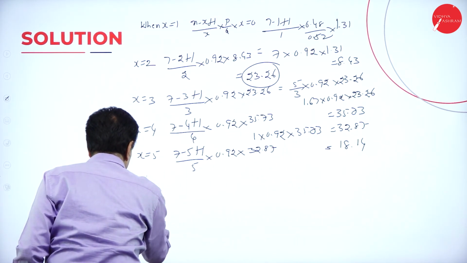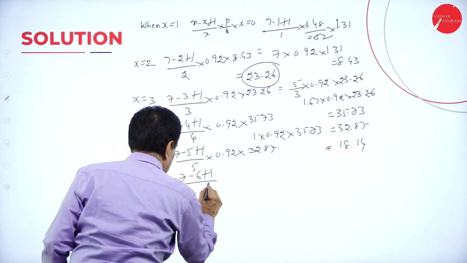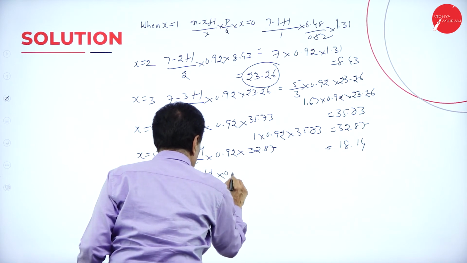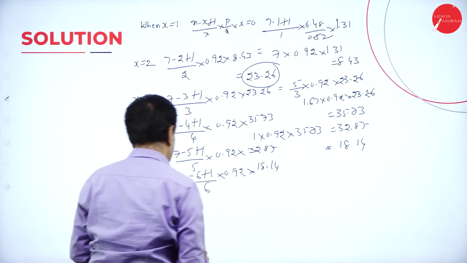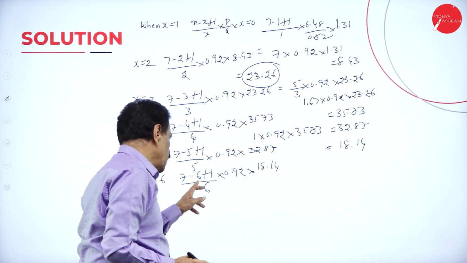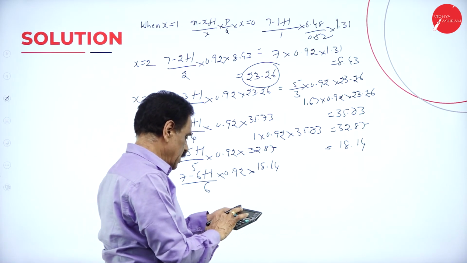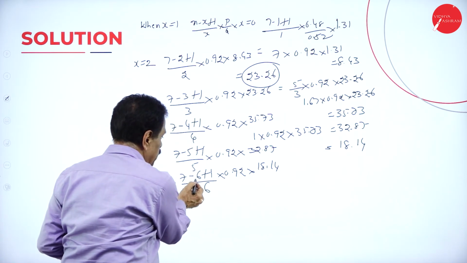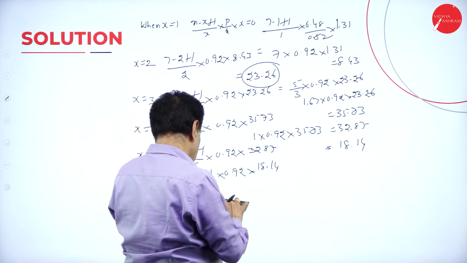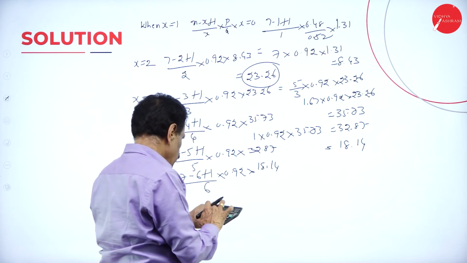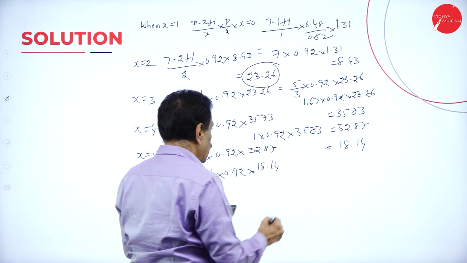When x is equal to 6, 7 minus 6 plus 1 divided by 6 into 0.92 into 18.14. 7 minus 6 is 1 plus 1, 2, 2 divided by 6 is 0.33 into 0.92 into 18.14 is 5.56.